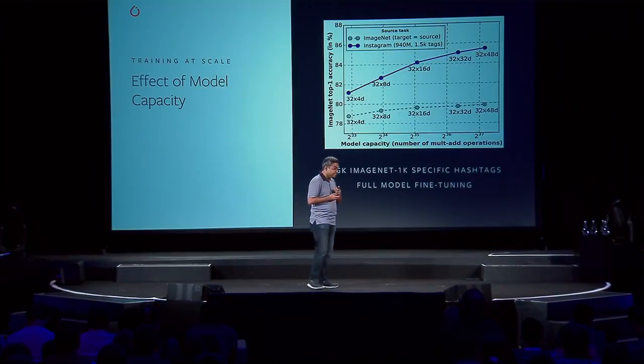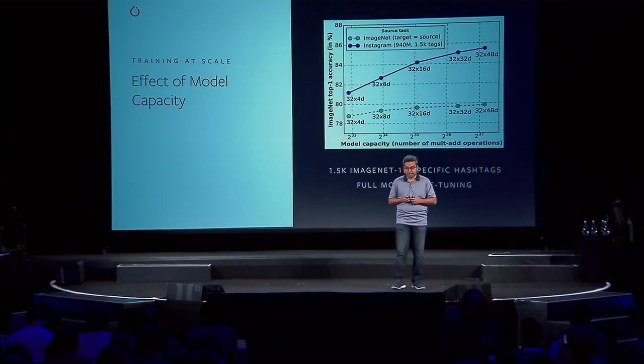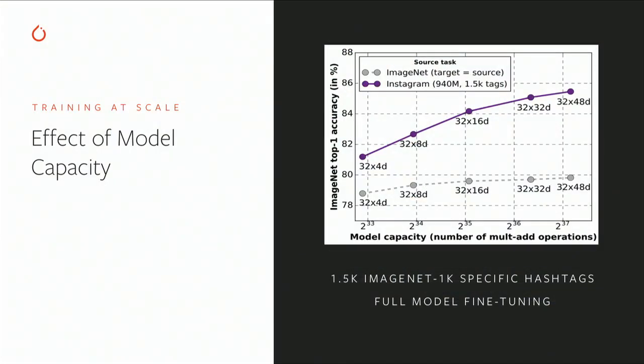We also performed a series of ablations to understand our training and the pre-trained models better. Here, I'm showing the effect of the model capacity. The x-axis shows the number of flops that each model takes, and the y-axis shows the ImageNet top 1 accuracy. The gray line shows what happens if you train ImageNet from scratch. Because the amount of data is small, you can clearly see the saturation effect here.